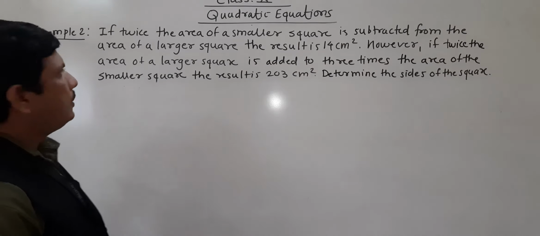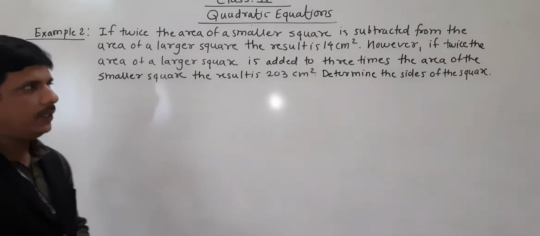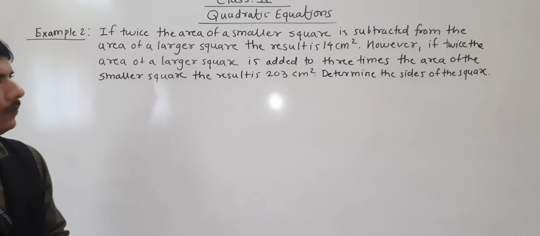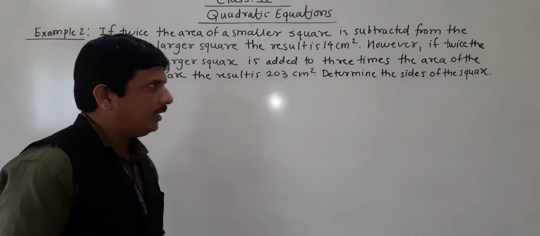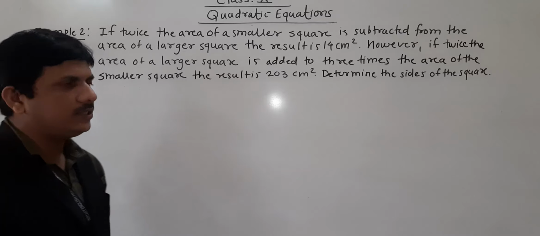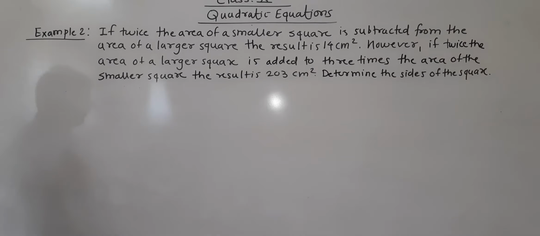The second example is: if twice the area of a smaller square is subtracted from the area of a larger square, the result is 14 centimeters square. However, if twice the area of a larger square is added to three times the area of the smaller square, the result is 203 centimeters square. Determine the sides of the squares.